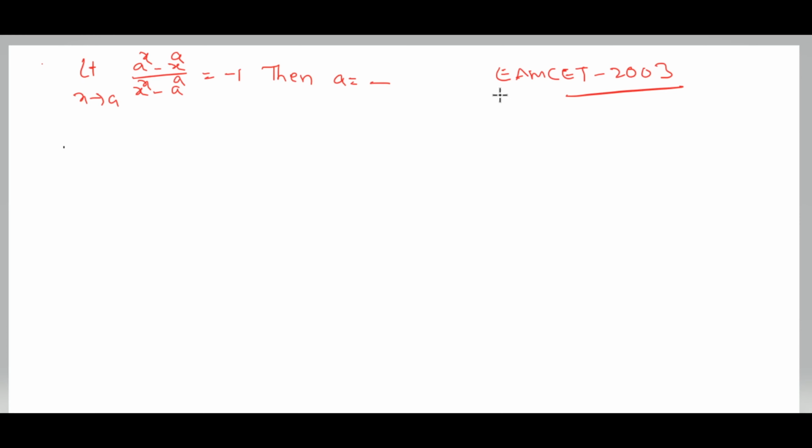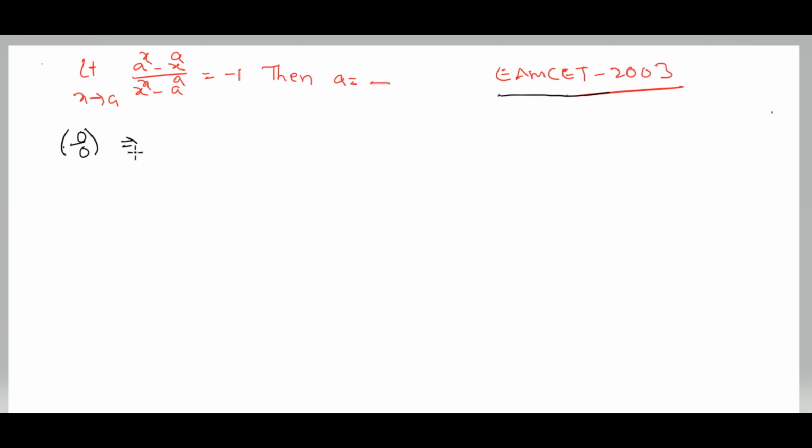Friends, this problem is from MSET 2003. Here is given limit x tends to a, a power x minus x power a by x power x minus a power a is equal to minus 1. Then a value is dash. Substituting x is equal to a, a power a minus a power a, the numerator value is 0 and the denominator value, a power a minus a power a, this value is also 0. So this is in the form of 0 by 0.